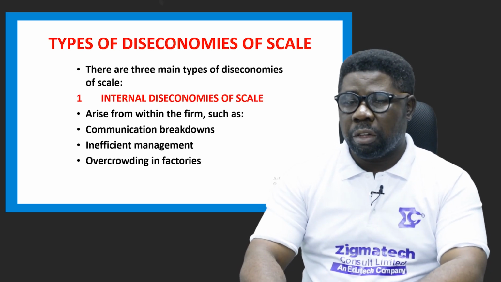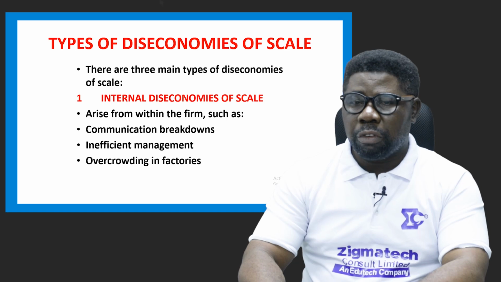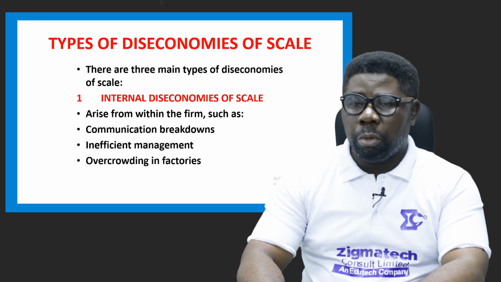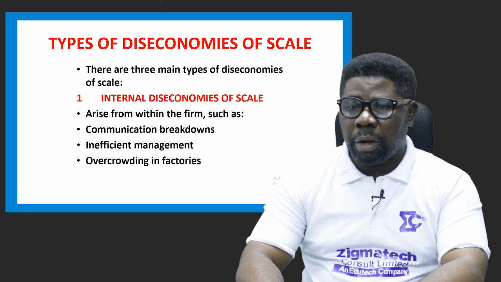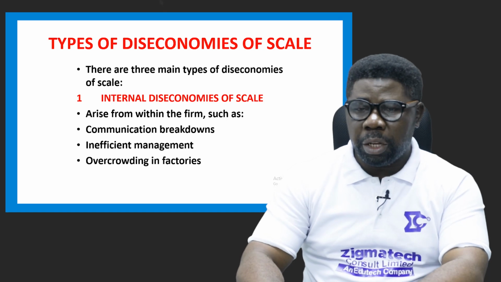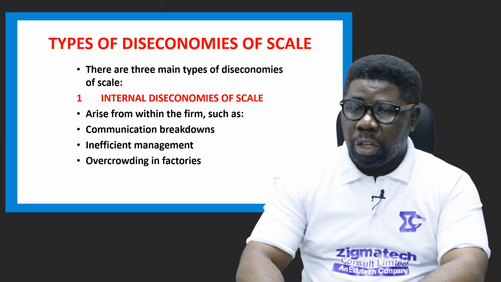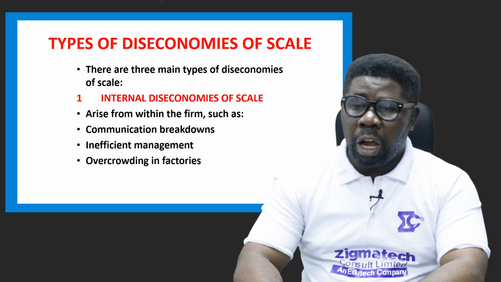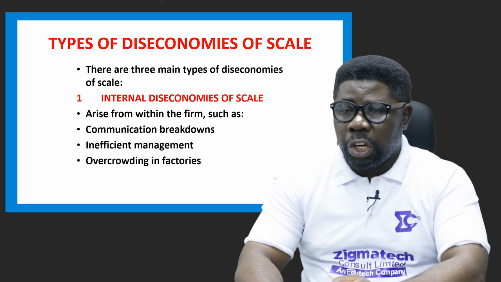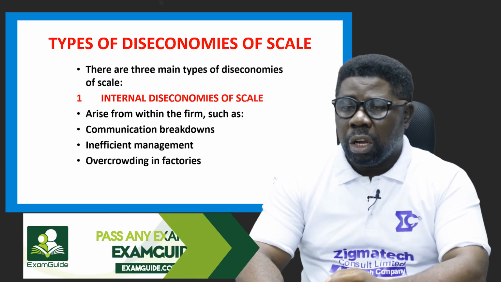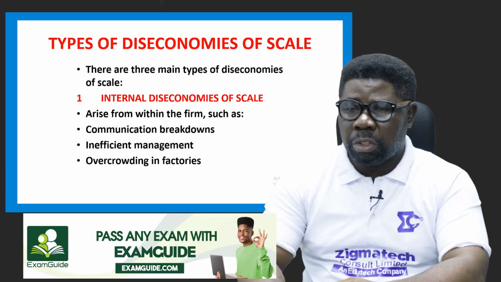Types of diseconomies of scale. We have internal diseconomies. Number one, it arises from within the firm, such as communication breakdown, inefficient management, and overcrowding. These are problems that come from within. When there's no proper communication, it can cause a problem in the communication or production process.